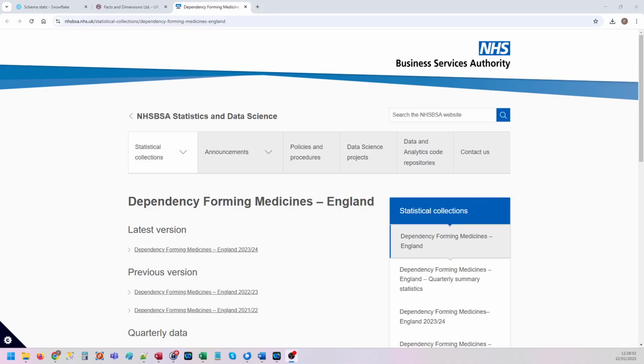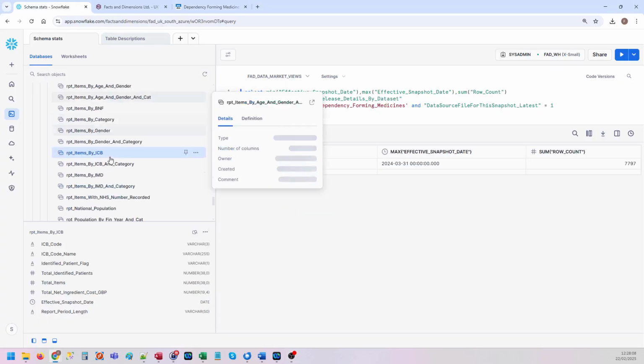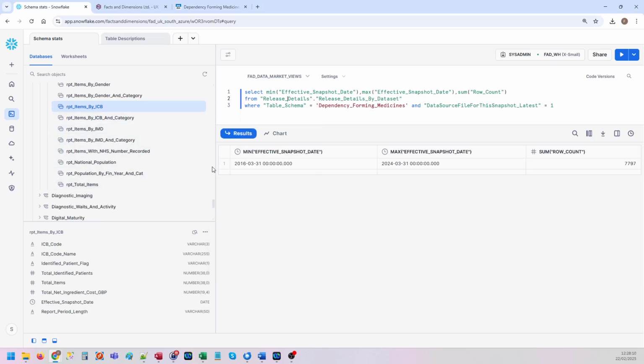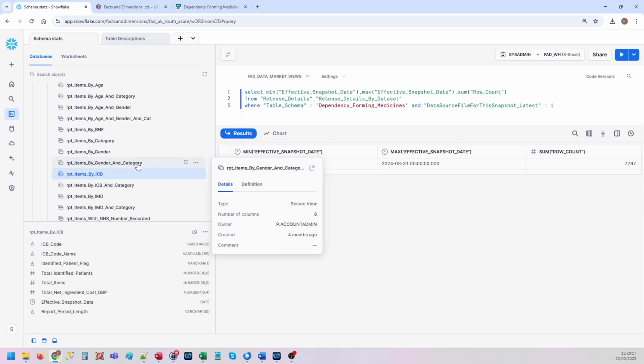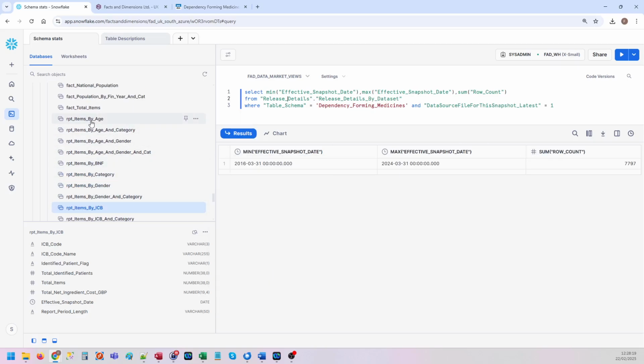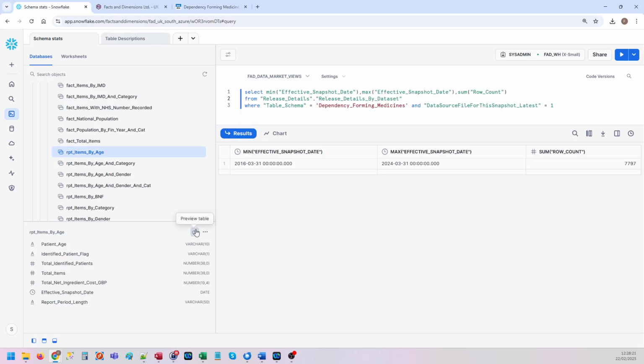This one is Dependency Forming Medicines from NHS Business Services Authority. Let's have a look at what we got. So there's several tables of data. There's data going back to March 2016. There's only 7,800 rows, but it is spread across a lot of tables. So well worth a look anyway. Let's have a look at this one.